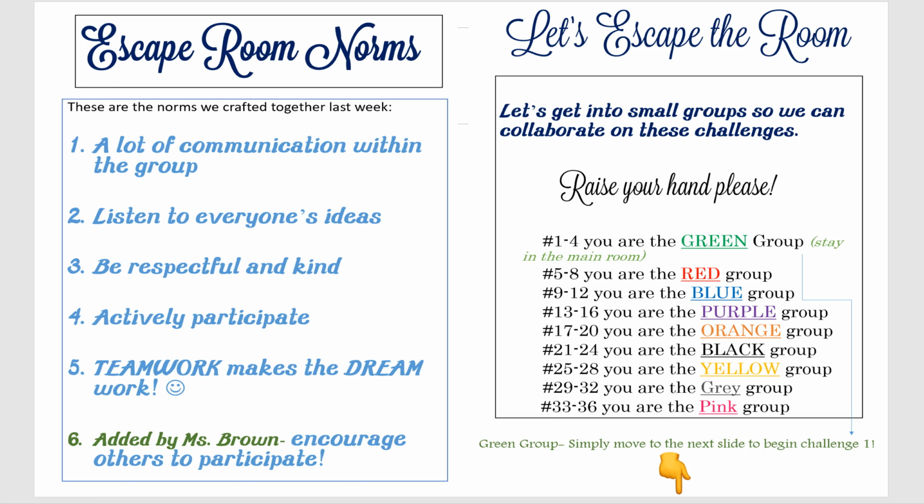This slide was more relevant to those that came to the live session. We had created our norms together a long time ago. I think it's what, 2 weeks ago when we first started our escape rooms. We created these together. These are the things that you had suggested when we're working collaboratively with our peers.